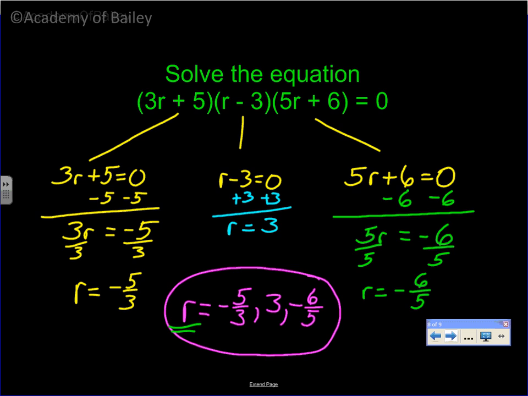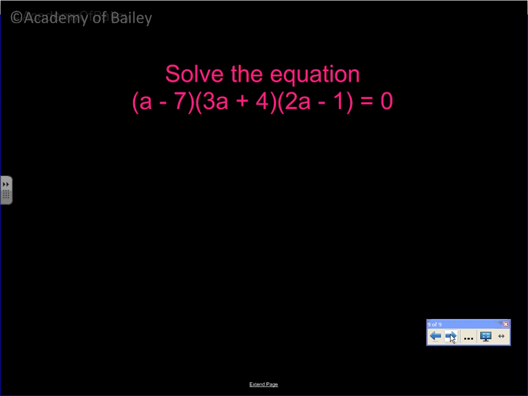Let's go to the last one here. Go ahead and try this one on your own. Work this out, and I will work it out. And you can check your solution with mine. Make sure you are getting this.